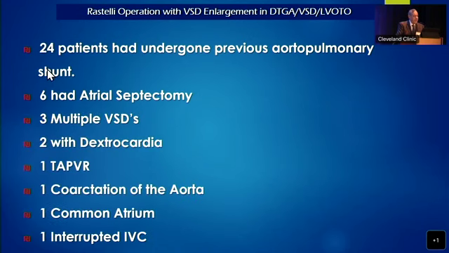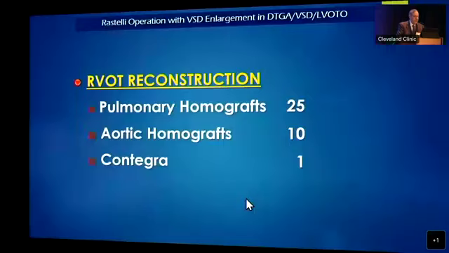Looking at the patients, 24 patients were palliated before. Some patients required atrial septectomy, and some had multiple VSDs. Two patients had associated dextrocardia, one patient had total anomalous pulmonary venous return, one patient had coarctation of the aorta, and one patient had common atrium.